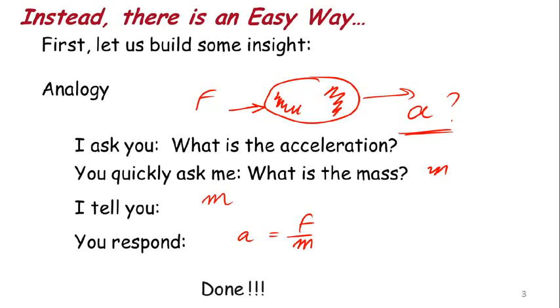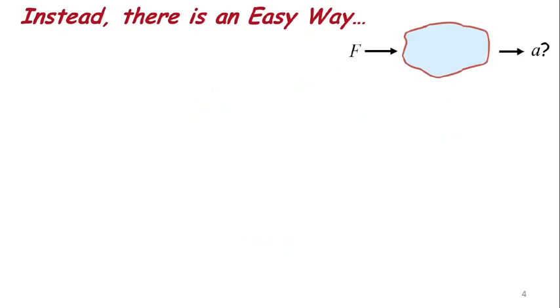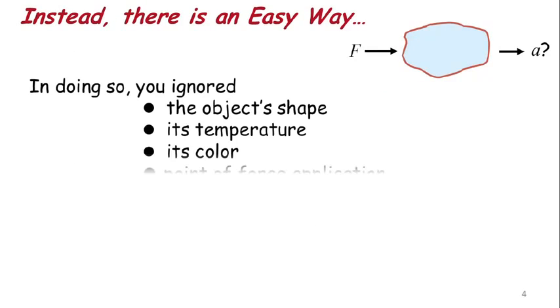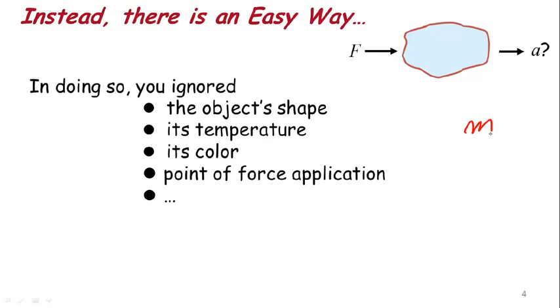So that was pretty simple. You ask me for m, I tell you what m is, you respond a equals F divided by m, and you are done. It wasn't hard at all. Now, why wasn't that hard? It wasn't hard because in trying to figure out the acceleration of the object, you just asked me for the mass m of the object.